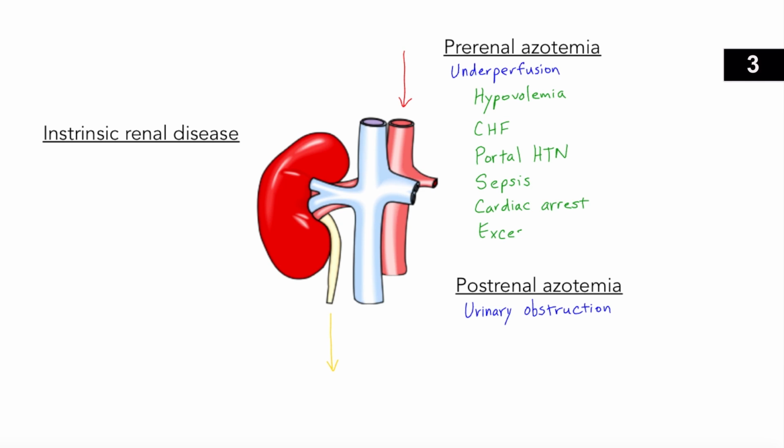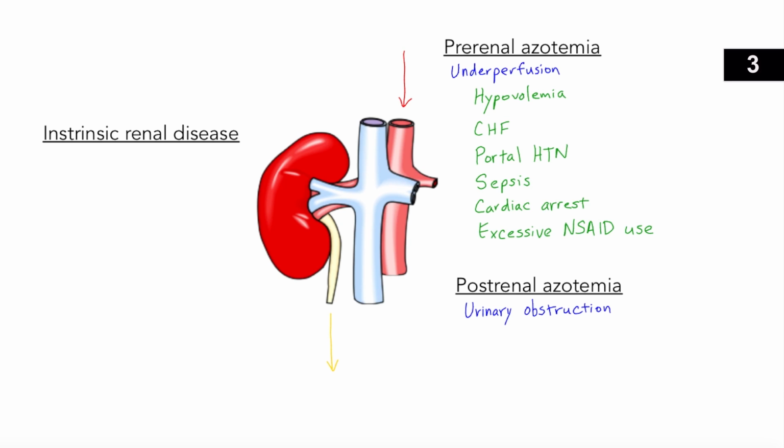And you might even see it from excessive NSAID use, because NSAIDs inhibit prostaglandin synthesis and lead to some vasoconstriction of the afferent arterioles. But the bottom line is that there's underperfusion of the kidneys. So say you have a patient who codes and you resuscitate them, but the next day the BUN and creatinine starts rising. That's probably pre-renal acute kidney injury.